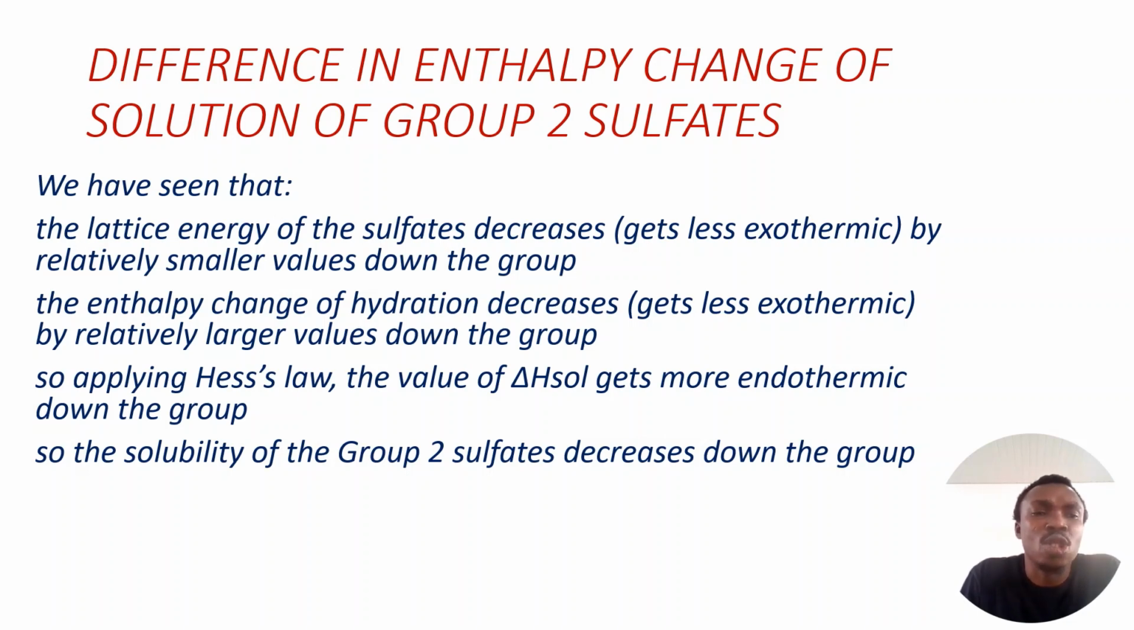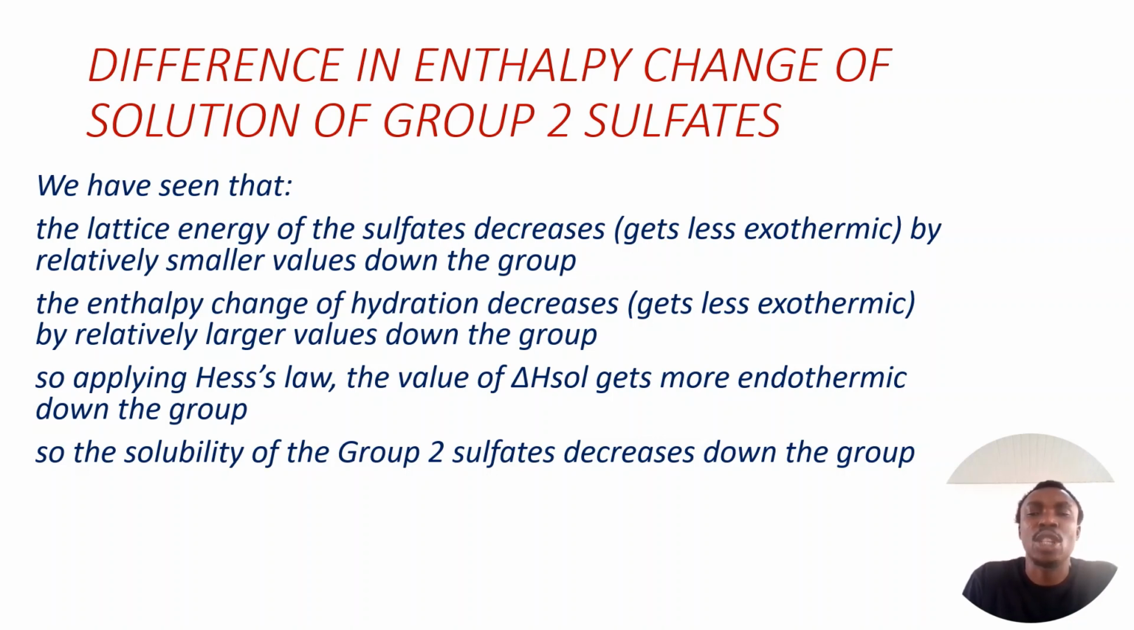So the solubility of the group 2 sulfates decreases as you go down the group. That means magnesium sulfate is more soluble than calcium sulfate. Calcium sulfate is more soluble than strontium sulfate. Strontium sulfate is more soluble than barium sulfate, because the enthalpy change of solution is what we can use to determine the solubility of an ionic compound.